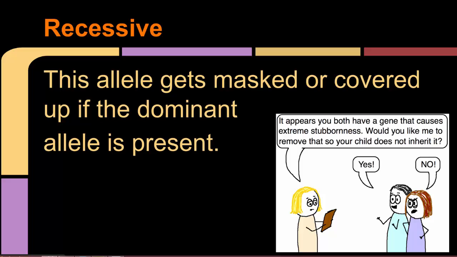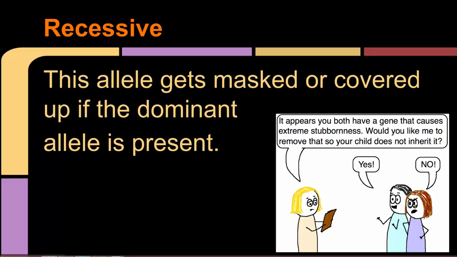Recessive, on the other hand, this allele gets masked or covered up if the dominant allele is present. So if one parent gives a recessive allele, if the other parent gives a dominant allele, then the dominant trait will show up. If, however, each parent gives a recessive allele, that's when the recessive trait would show up.